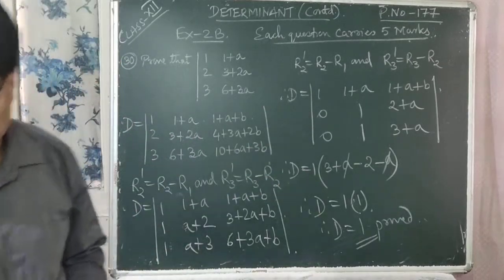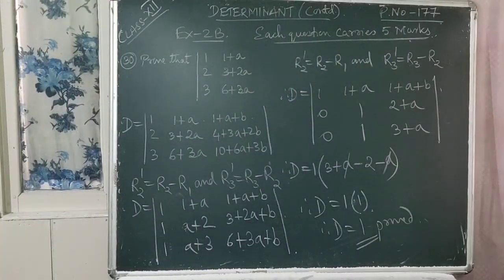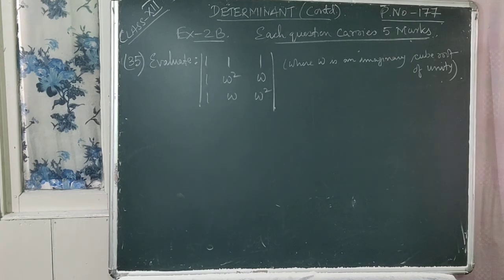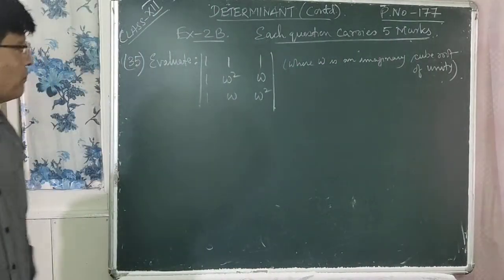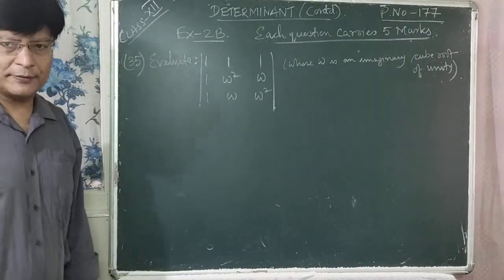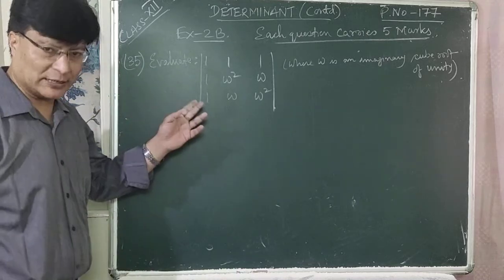So you can copy it. Again, we'll do the next question. So now, we will do this question number 35. You have to evaluate. Evaluate means you have to find out the value of this determinant.